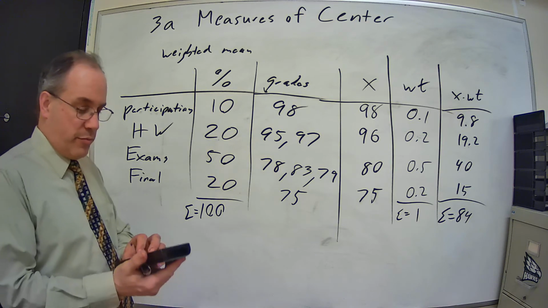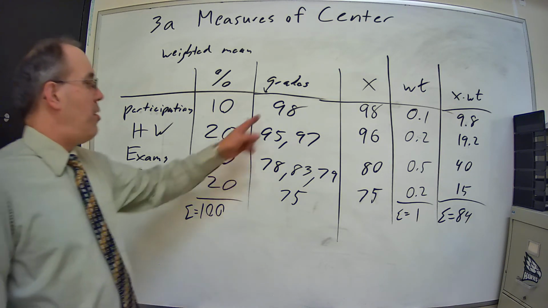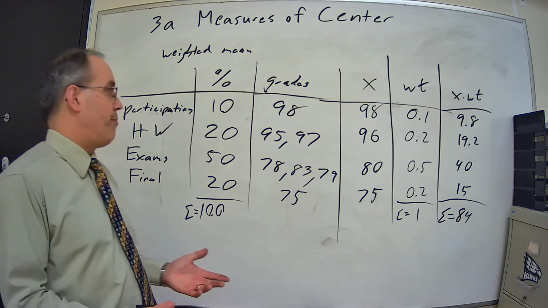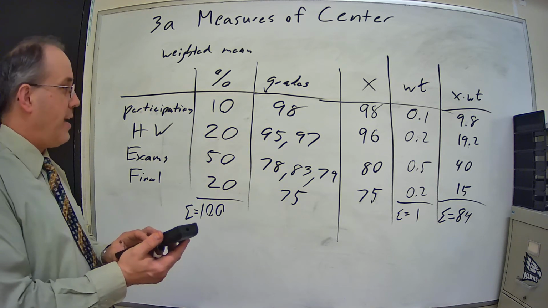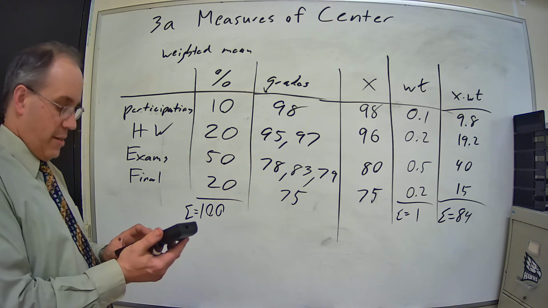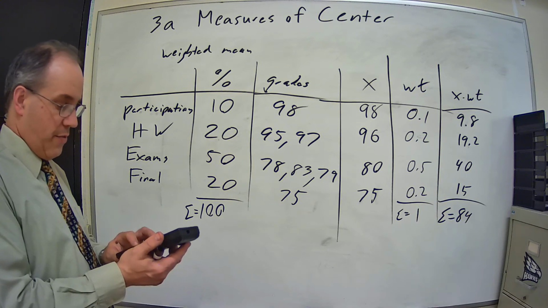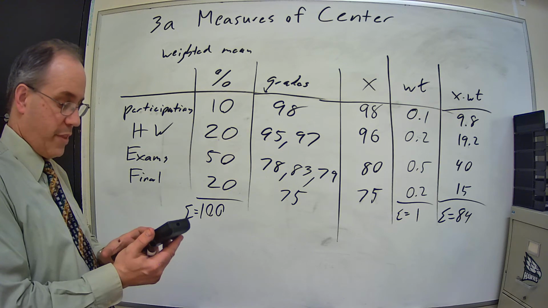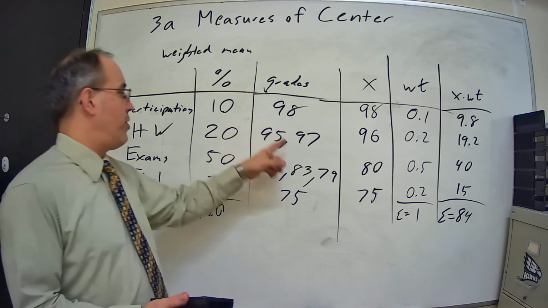Now, just for the fun of it, I want to look at what if all these grades were worth the same. If there wasn't a weighted mean, if it was just a standard mean. We have 98, 95, 97, 78, 83, 79, 75, which gives us 1,486 divided by, what are there, 7 of them?